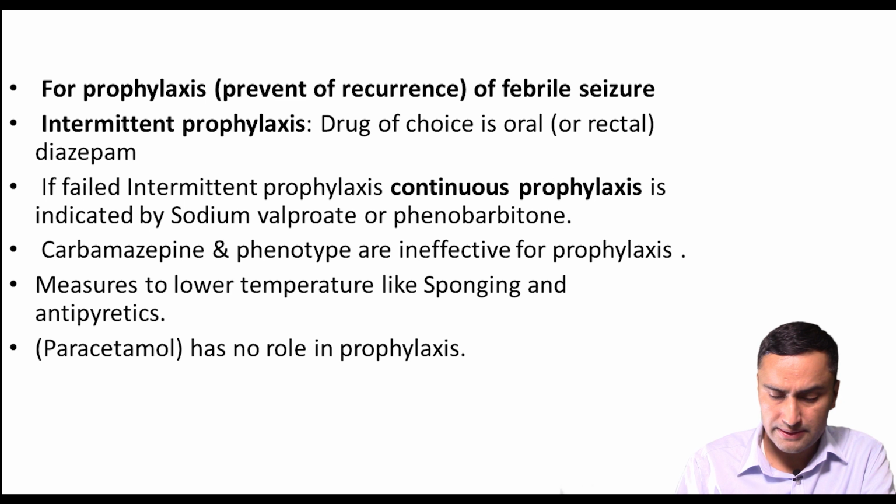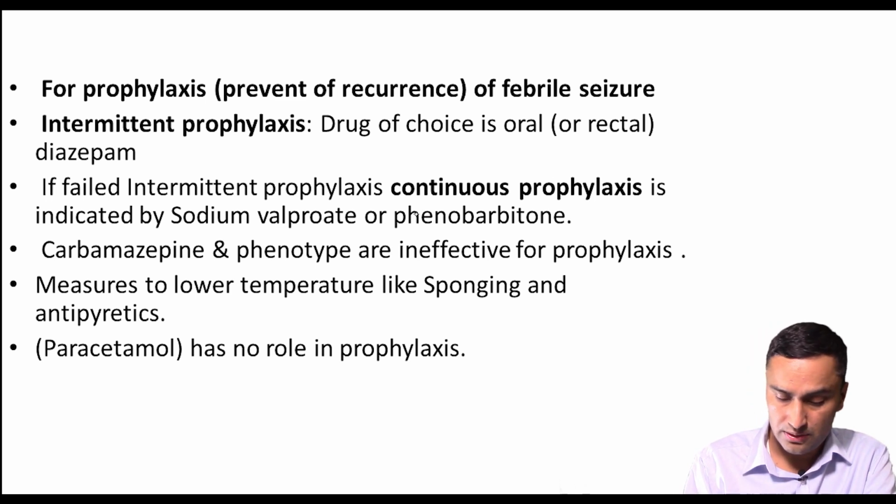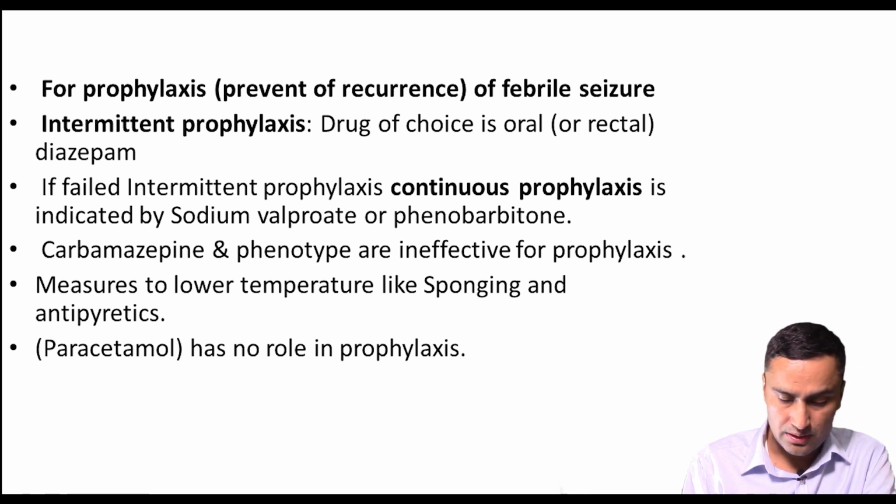So for prophylaxis, to prevent the recurrence of febrile seizure, we can use intermittent prophylaxis. For intermittent prophylaxis, the drug of choice is diazepam. If intermittent prophylaxis fails, you should use continuous prophylaxis. The drug can be sodium valproate or phenobarbital.